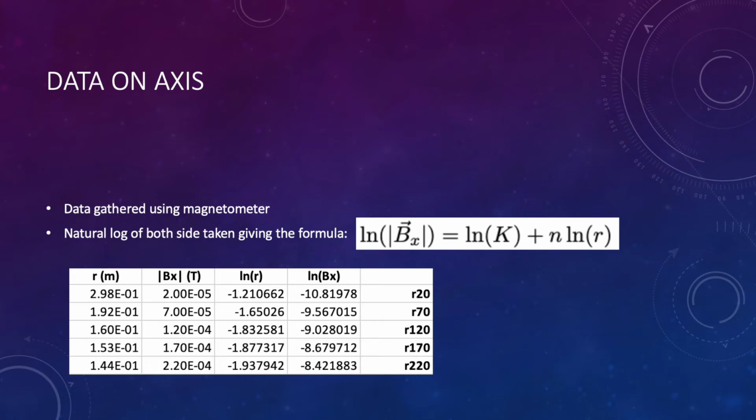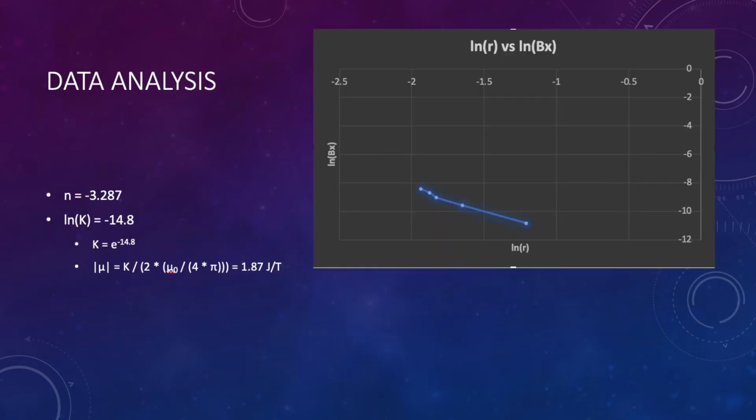We then found the experimental data shown in the first two columns of the table. We then took the natural log of both values so we may apply the equation shown and find an experimental value for k and n. Plotting the natural log of distance against the natural log of the magnetic field gives us the plot shown.